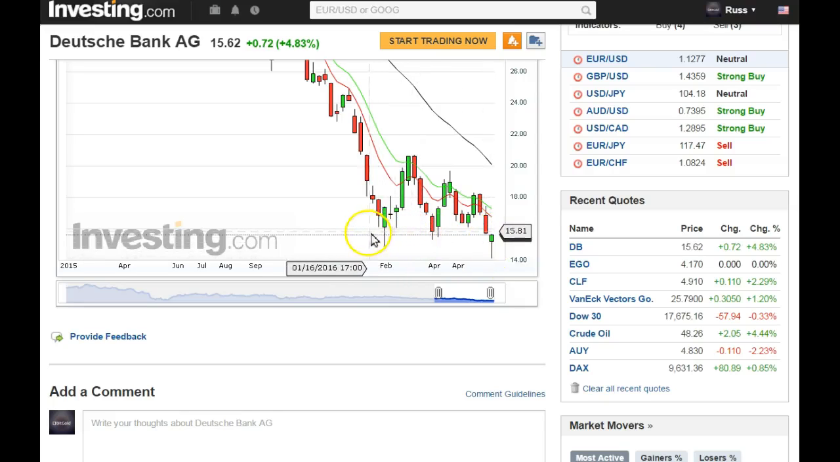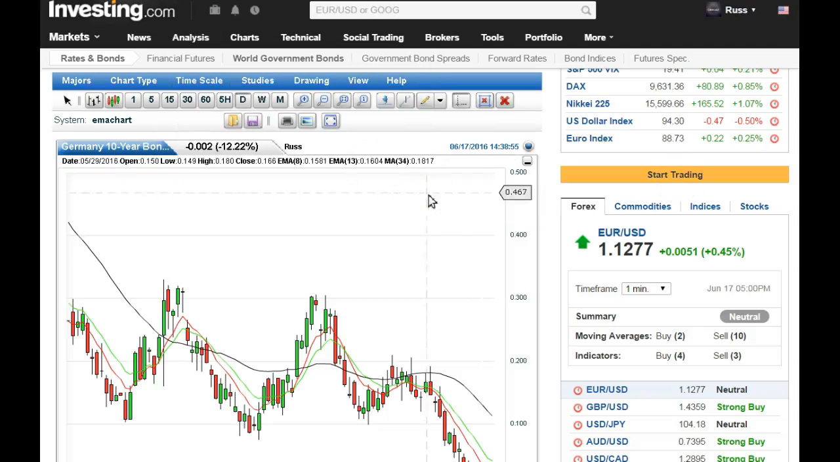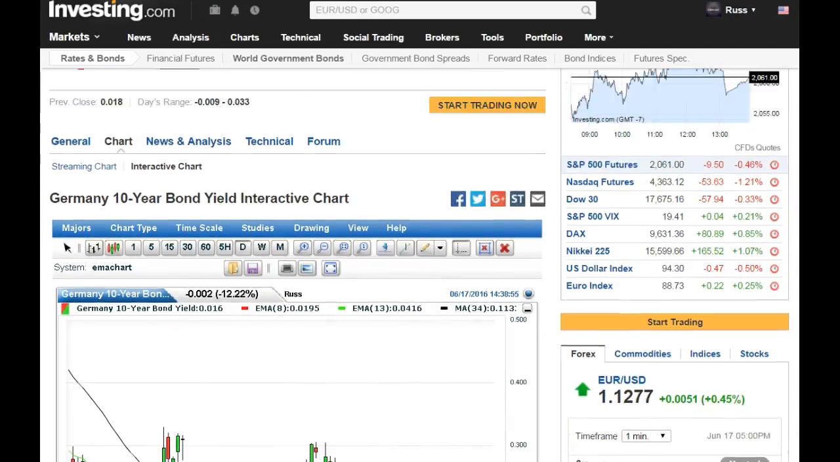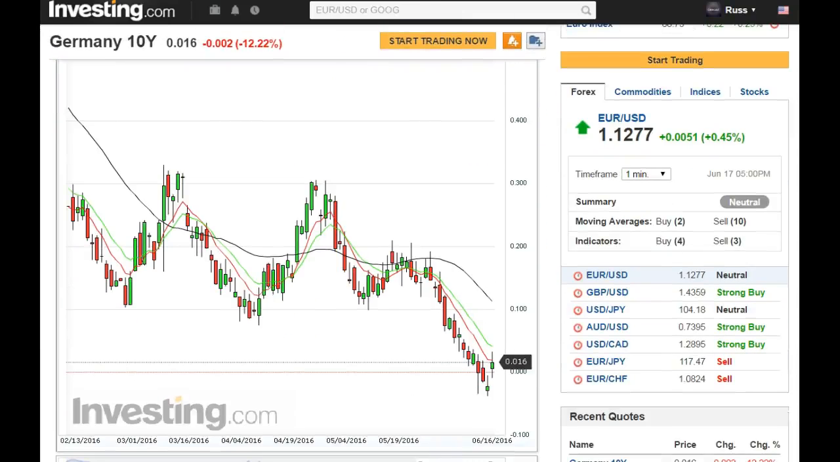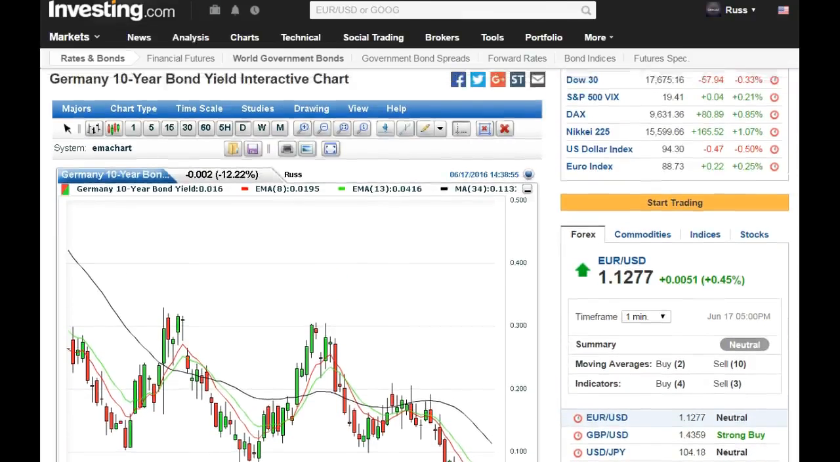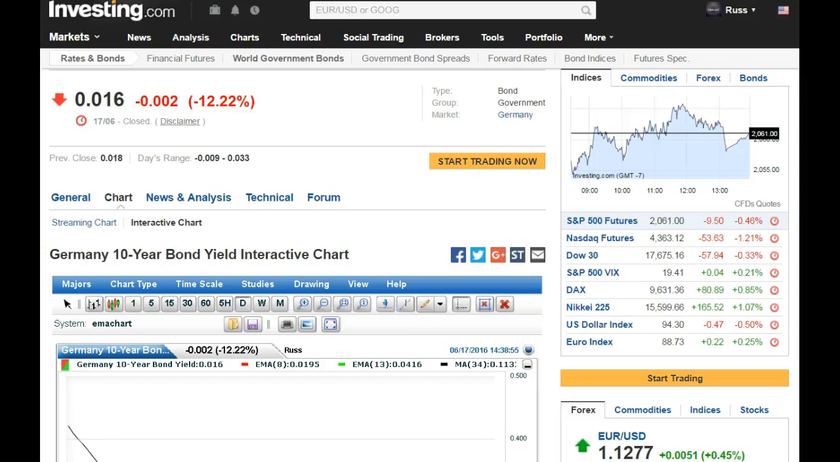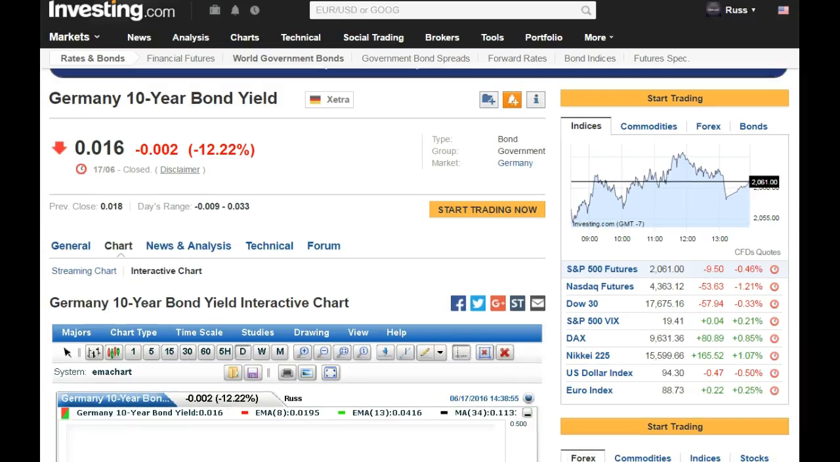But with the Brexit, I wanted to show everybody this German 10-year bond. It's being pummeled. And look at the price. 16 cents. No, wait. It's almost negative. This thing is almost going negative.